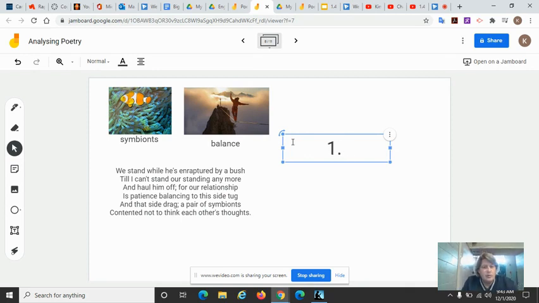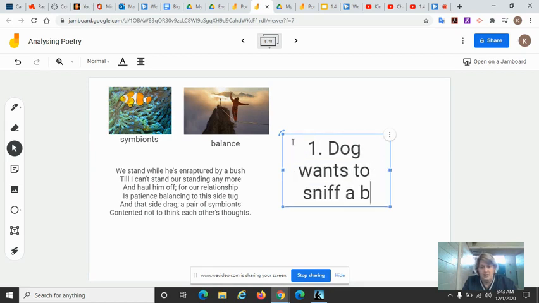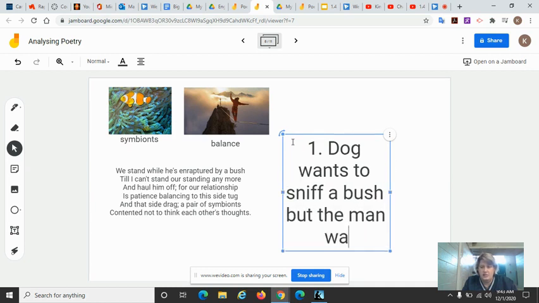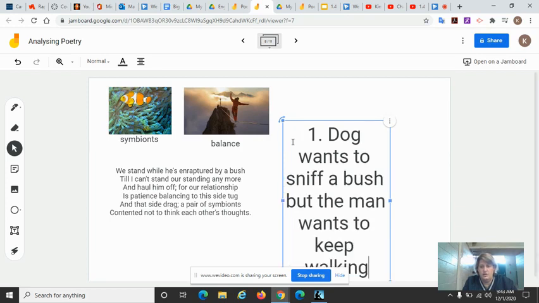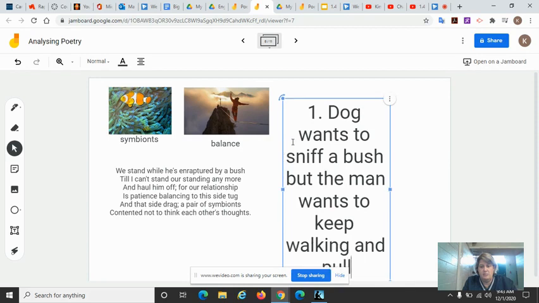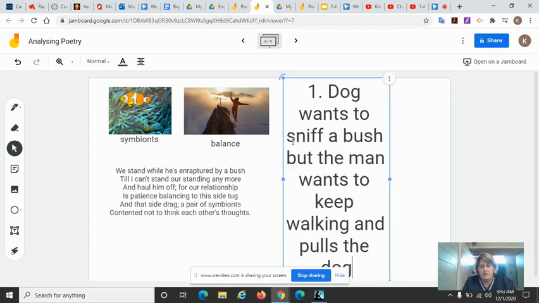Okay, while we stand while he's enraptured by a bush, till I can't stand our standing anymore, and haul him off. All right, so the dog wants to sniff a bush, but the man wants to keep walking and pulls the dog. All right, so that's what I think that means.